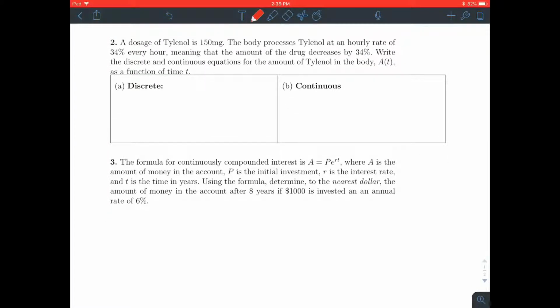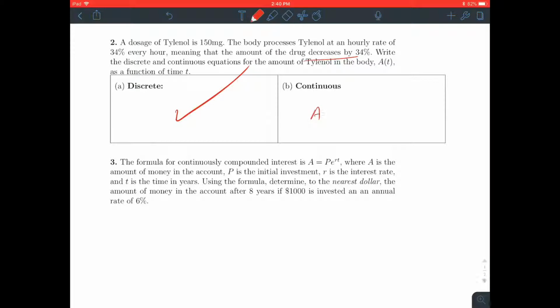The dosage of Tylenol is 150 milligrams. The body processes Tylenol at an hourly rate of 34% every hour, meaning that the amount of the drug decreases by 34%. Write the discrete and continuous equations for the amount of Tylenol in the body, A of t, as a function of the time t. So I'm going to let you try to do the discrete part on your own.